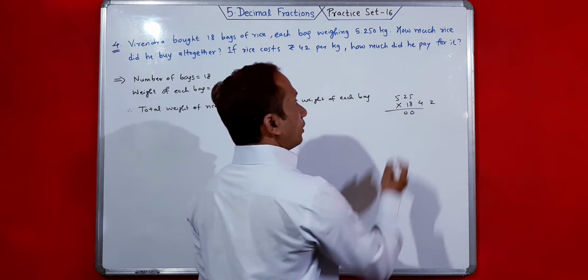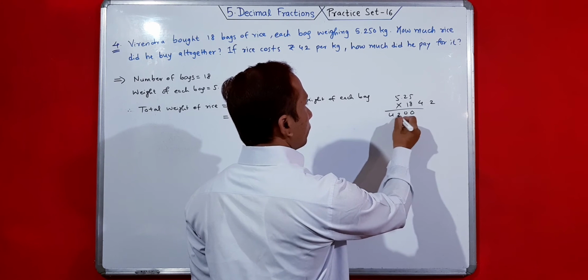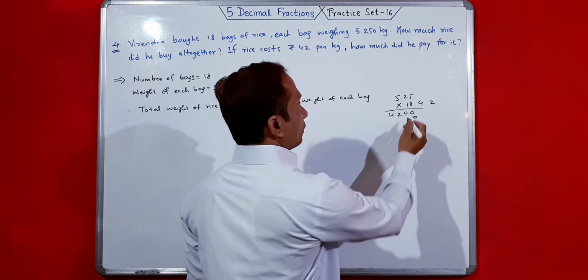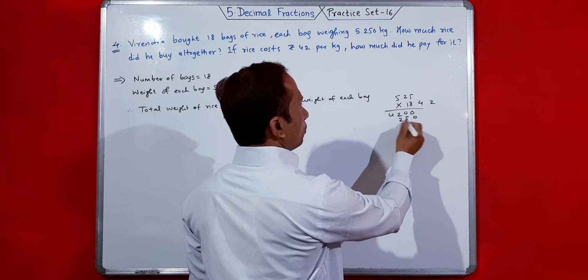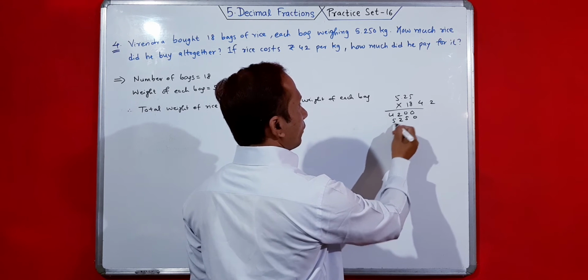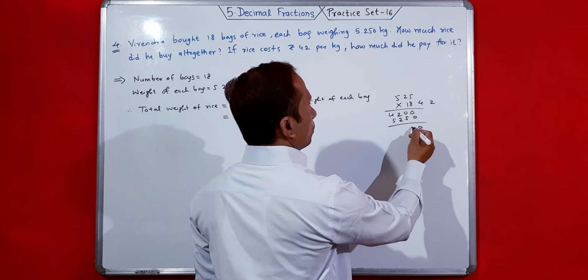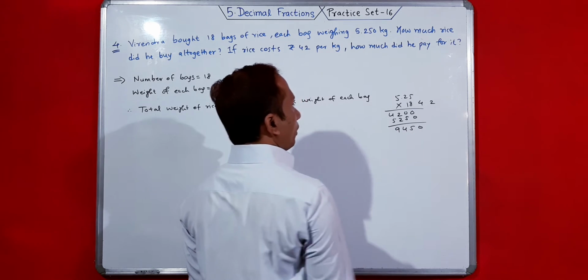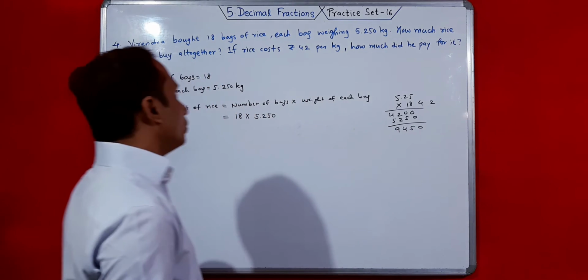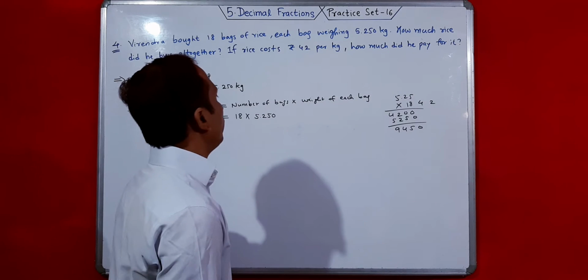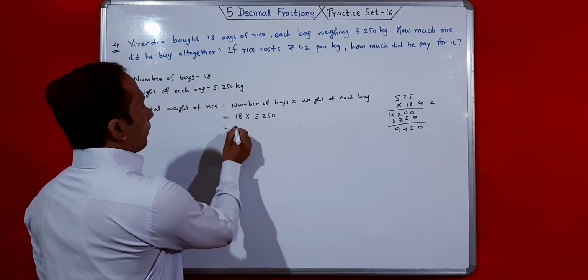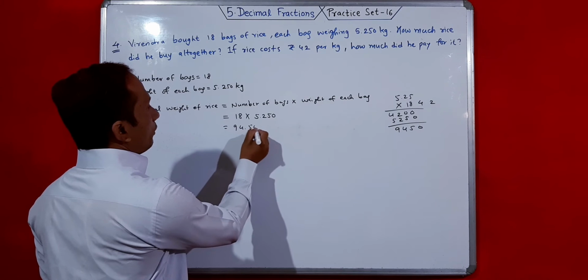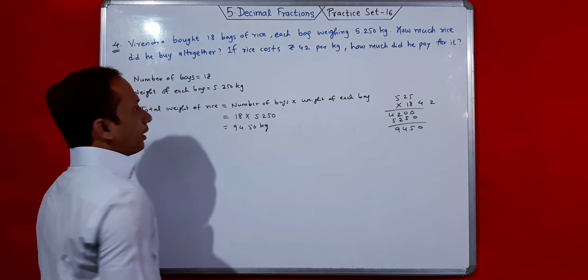8 5s are 40, and this 2, 42. Take 0. 5 1s are 5, 2 1s are 2, 5 1s are 5. Okay, so 0, 5 and 4 and 9. And one more 0 is there. So the total weight I will get is 94.50 kg. This is the weight of 18 bags.